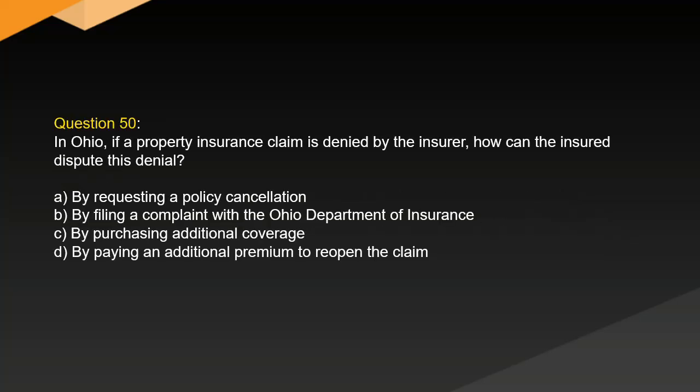Question 50. In Ohio, if a property insurance claim is denied by the insurer, how can the insured dispute this denial? A. By requesting a policy cancellation. B. By filing a complaint with the Ohio Department of Insurance. C. By purchasing additional coverage. D. By paying an additional premium to reopen the claim.